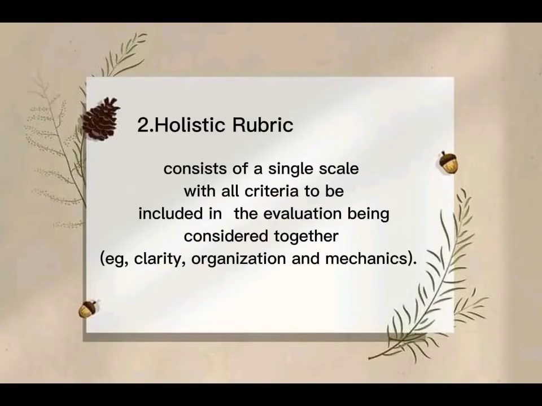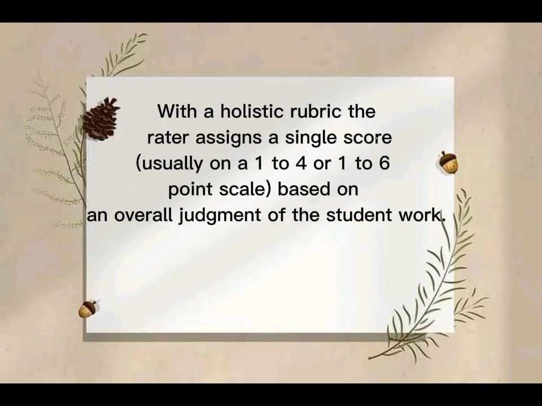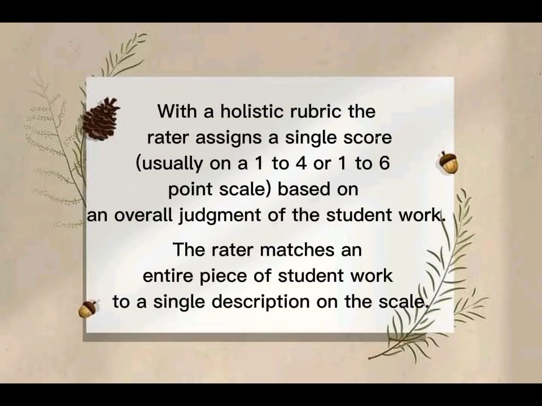The second type of rubric, the holistic rubric. So what is holistic rubric? A holistic rubric consists of a single scale with all criteria to be included in the evaluation being considered together. Example, clarity, organization, and mechanics. With a holistic rubric, the rater assigns a single score, usually on a 1 to 4 or 1 to 6 point scale. Based on an overall judgment of the student work, the rater matches an entire piece of student work to a single description on the scale.